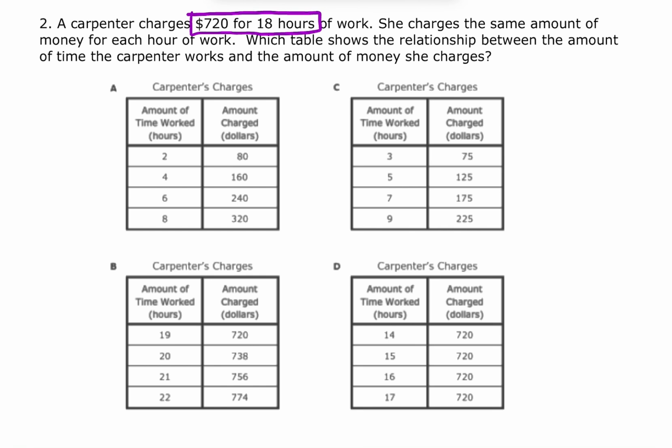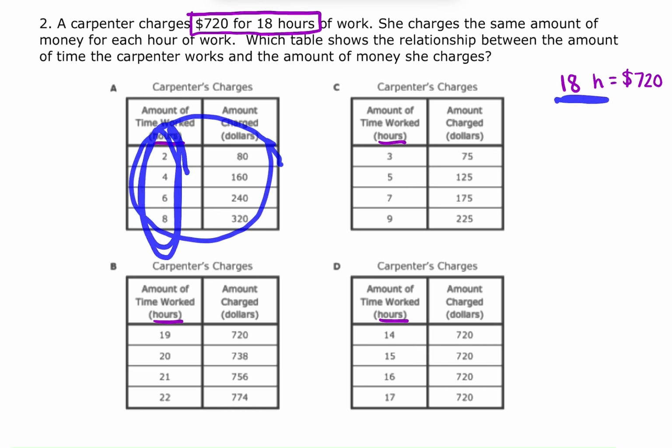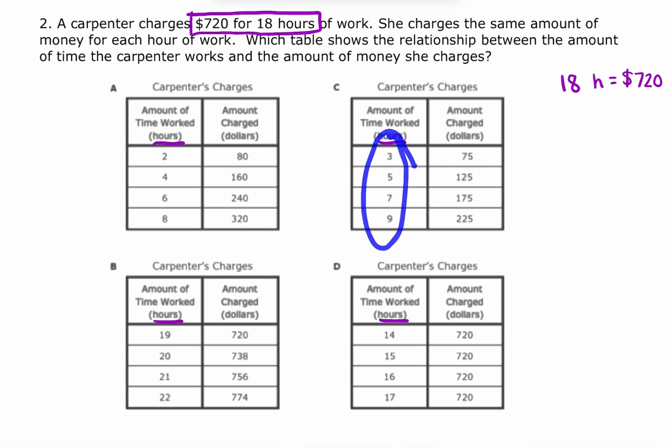And before I do that, I also realized that hours is going to go first. So I'm going to write my hours first. So 18 hours equals $720. So just knowing that, I'm going to look at my tables and see if I have any easy Joe Schmoes. And I do. If you look at A, none of these are big enough. None of those match 18 on this side. So I'm going to skip it for right now. Same for this one. I don't have any 18s.